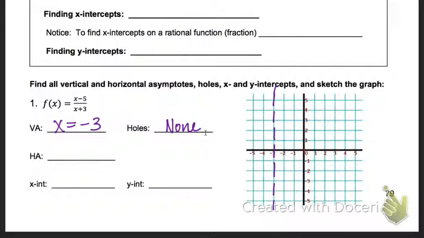What we learned today is horizontal asymptote, comparing the degree of the top and the bottom. So how would I figure this one out? They're the same, so divide. So I have it at y equals 1 over 1, which is 1. So I'm going to go ahead and draw that.